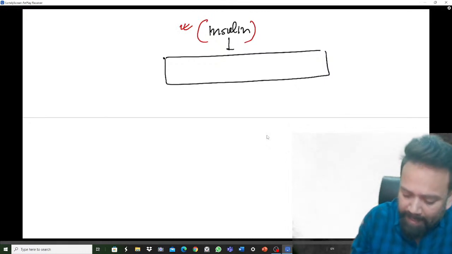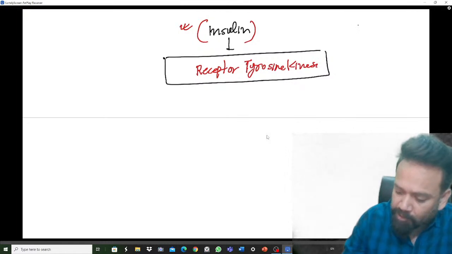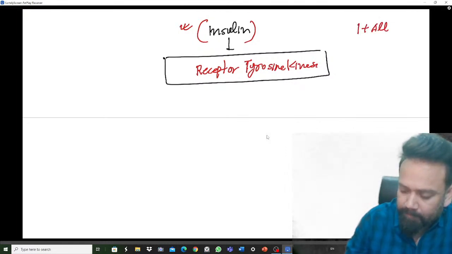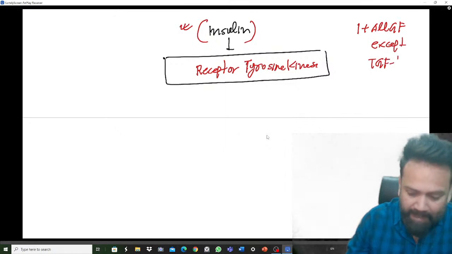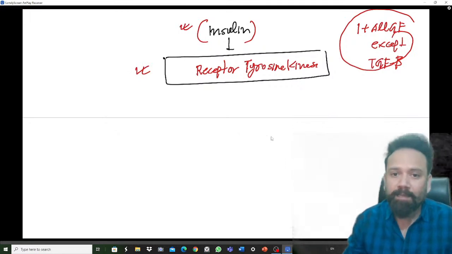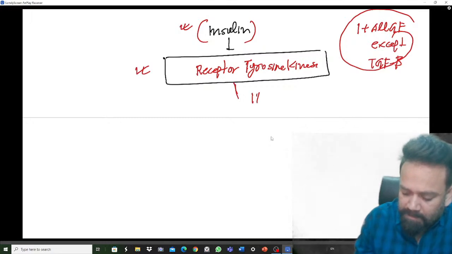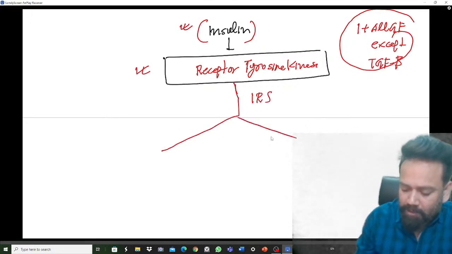Okay. So insulin acts on receptor tyrosine kinase. Remember, very simple, one more thing: insulin plus all growth factors except TGF beta act on receptor tyrosine kinase. Now they act on insulin receptor substrate and activate two pathways, doctors.